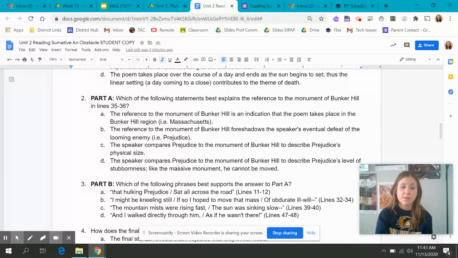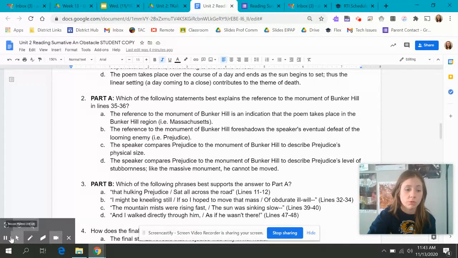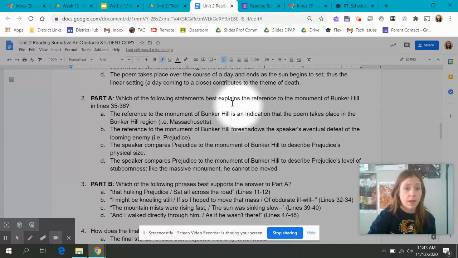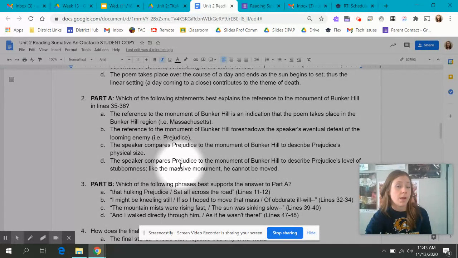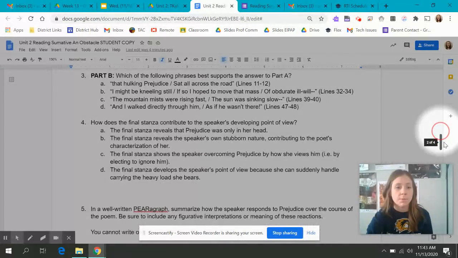Part B depends on what answer you chose for part A, because this is evidence that's going to support the answer that you chose for part A. Part B, which of the following phrases best supports the answer that you chose for A? So you really want to get part A right, because that will help you with part B.